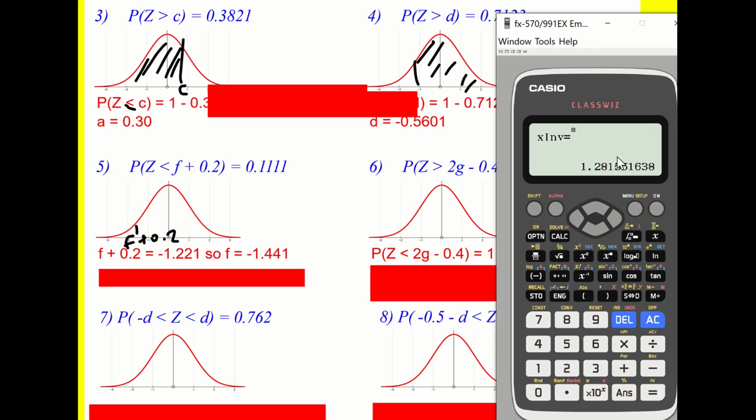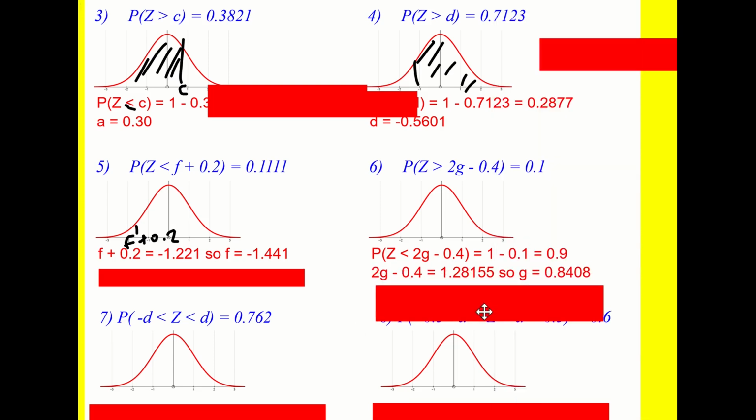2g minus 0.4 is 1.281. Okay, then you just have to rearrange and solve it. Add 0.4, divide by 2. That's what you get. I forgot to do it, I mean, it has a bit less meaning here, but it should have been up here. That would have been my 2g minus 0.4. Again, I can see that looks about right. Bit further down.